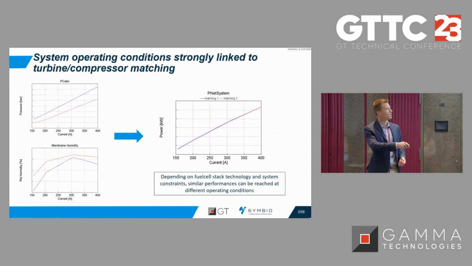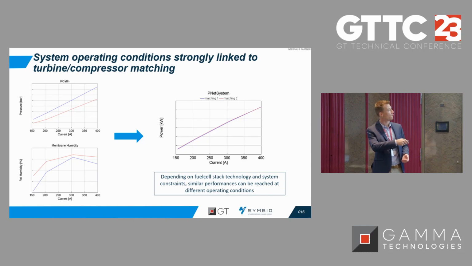Here on the right, you can see the net system power for the two matchings. And the surprise is that matching 1 and matching 2 offer exactly the same net outlet power, but the stack will operate in very different conditions. For matching 1 in blue, you have a much higher pressure at stack inlet, but the stack will operate at lower humidity. And in the second matching, it's the opposite. The pressure is lower, but the humidity is higher.